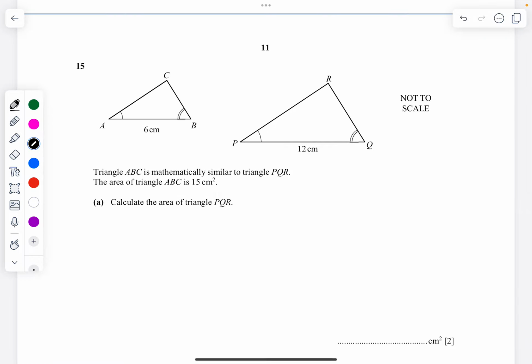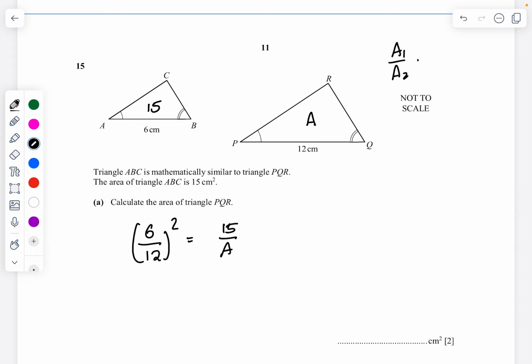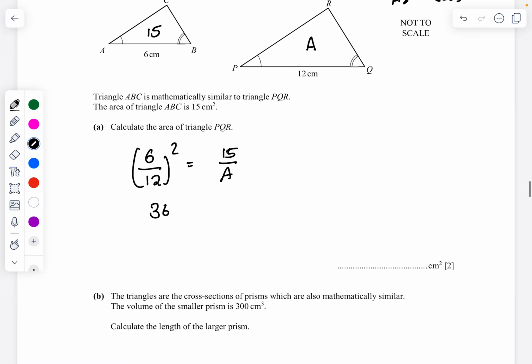Question number 15. Triangle ABC is mathematically similar to triangle PQR. The area of the triangle is 15. What is the area of the triangle over here? So side 1 upon side 2 whole squared equals area 1 upon area 2 if they are similar. So 36 upon 144 equals 15 upon A. 36 times 1, 36 times 4. So what do I get? 1 upon 4 equals 15 upon A. So A equals 15 times 4.